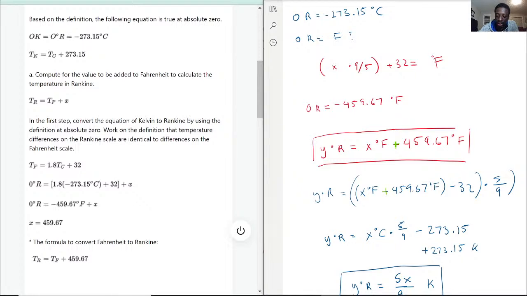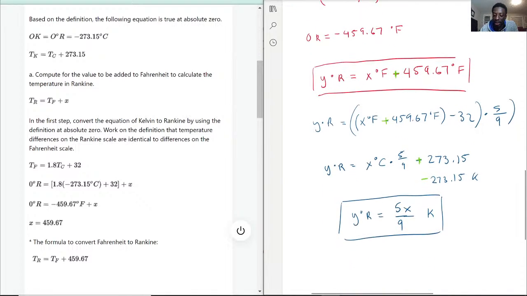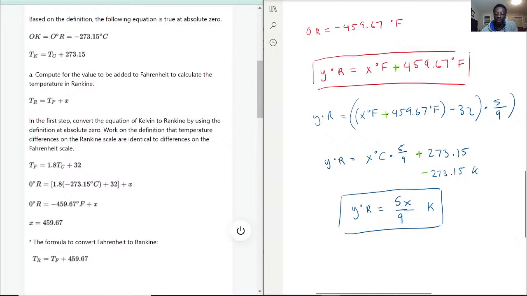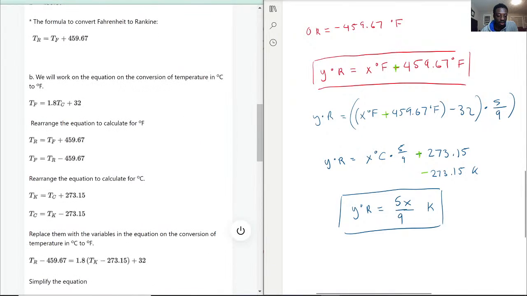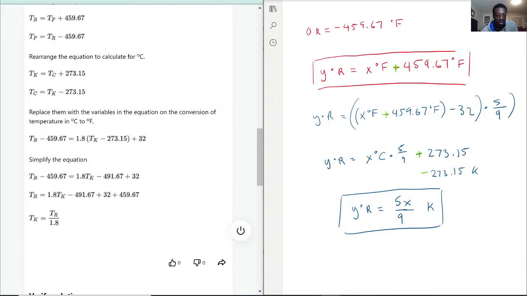So with that being said, this is going to be a plus. So it's going to be plus 273.15. And if you want to go from Celsius to Kelvin, you're going to have to subtract that. Okay. And then that's how we got this. So we still end up with the 5/9 relationship. And as you can see here, TR divided by 1.8, which is the same thing as multiplying by 5 and dividing by 9, because 9/5 is 1.8. So this is what we have here.